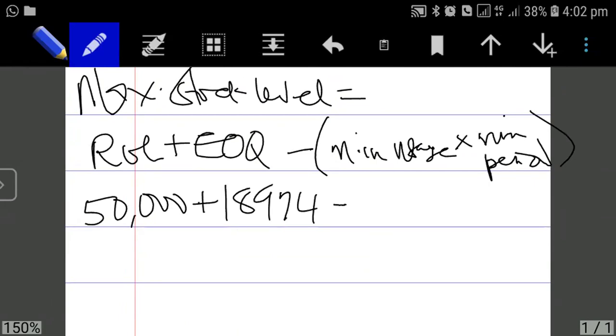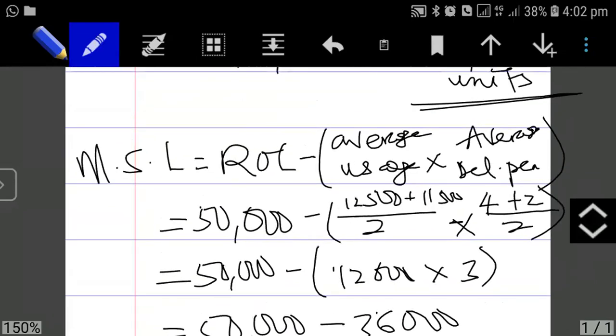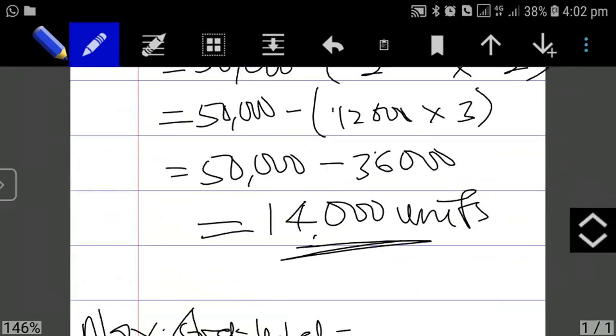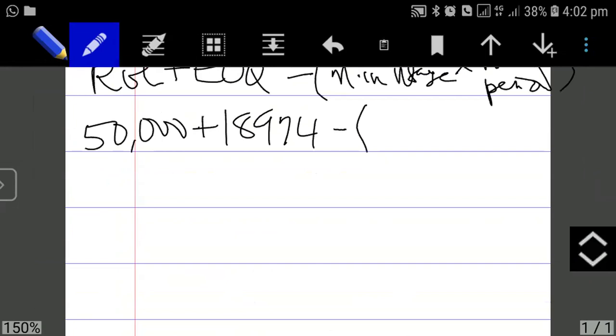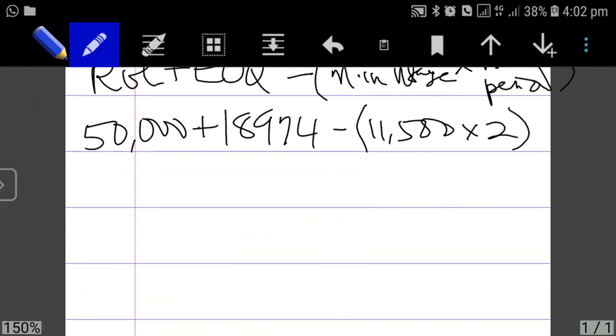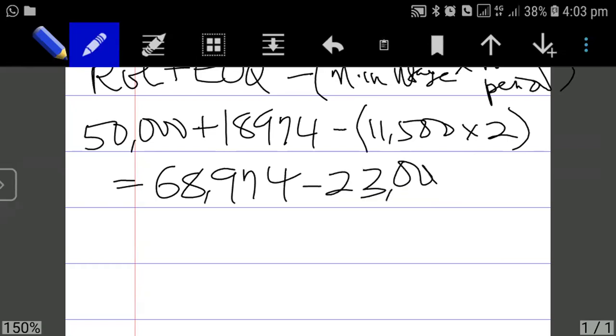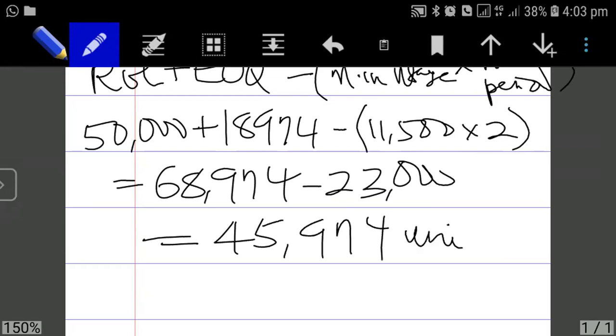18,974 minus, what is the minimum usage? We calculated minimum usage earlier. Minimum usage is 11,500 and minimum time is 2. So we have 11,500 times 2. So 50,000 plus 18,000, it will give us what? 68,974 minus 11,500 times 2. That one gives us what? 23,000. If you add them together, it will give us 45,974 units. Okay.